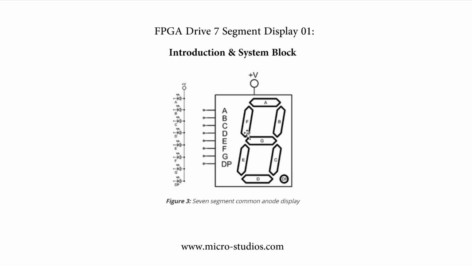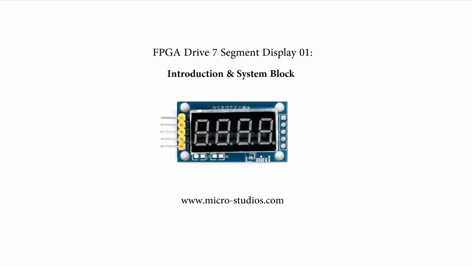But in a normal project, we will have several segment displays like this. For this module, we have 4 displays. 1, 2, 3, 4. You will see here, there are only 5 pins. Actually, there is 1 voltage and 1 ground. So we use 3 pins to control the 4 segment display.